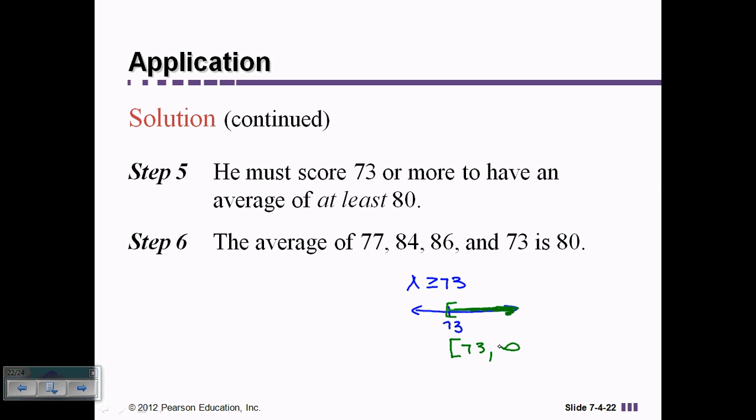I'm going to put infinity, but that might be debatable to some people. Some people might feel like that number should be 100 because you can't get higher than 100 on a test score. But we'll go ahead and leave it as infinity for right now. Realistically, it's probably supposed to be 100. If it was to be 100 as the highest possible test score, then our answer would look like this with the square bracket on the end because 100 is a possible solution.